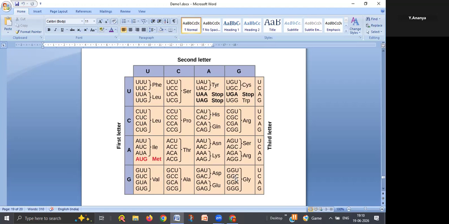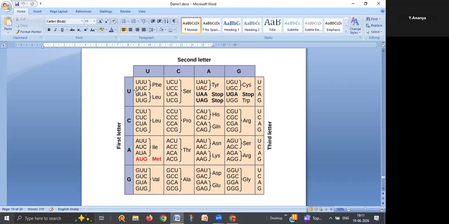Out of the 64, there are 3 codons which are called stop codons, nonsense codons, or termination codons. You see UAA, UAG, UGA. These 3 are called stop codons because they do not code for any amino acid. The remaining triplet codons, how many are there? 61. These 61 triplet codons code for amino acids.